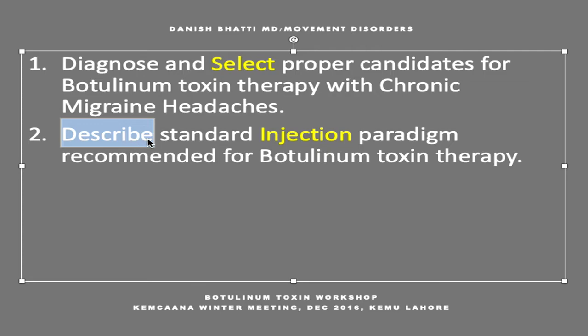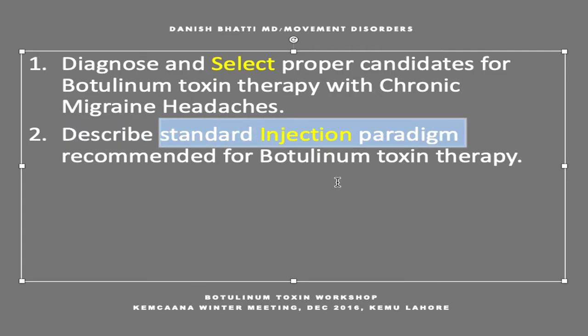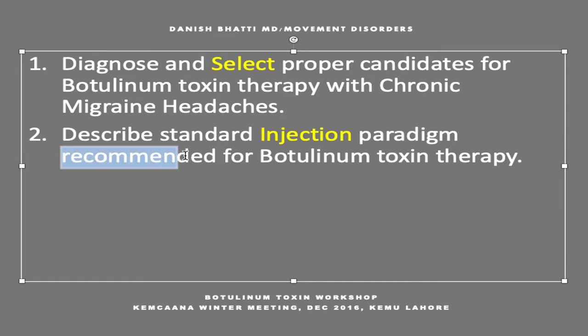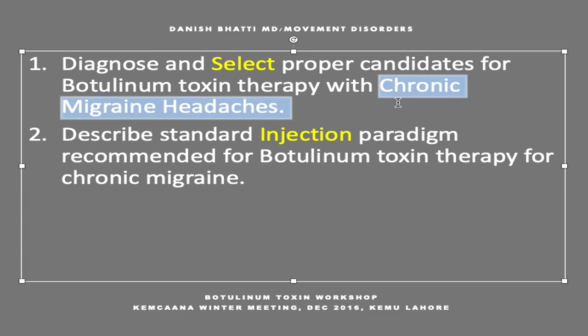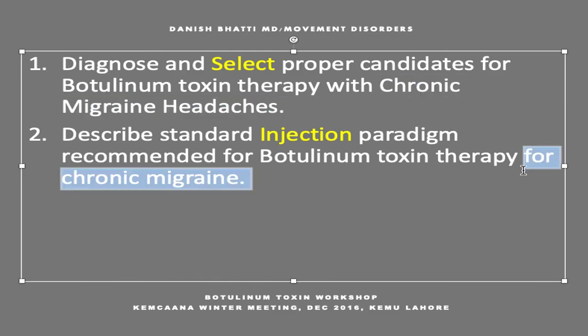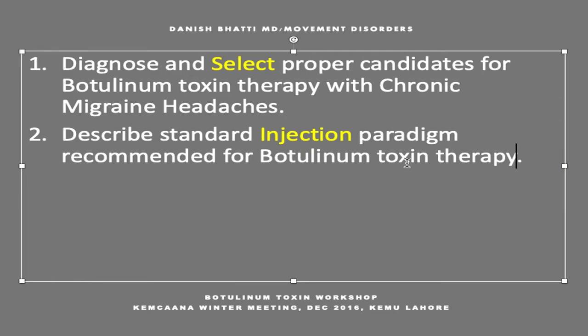And describe what? They will be able to describe the standard injection paradigm, which is the objective that they will be able to achieve through their action. But in what context? In the context of the injection paradigm that is recommended for botulinum toxin therapy for chronic migraine. And that will make it even more precise if I didn't have that earlier on, because I have already put chronic migraine headaches in my selection and diagnosis. So to keep the objective short, I have skipped the idea of chronic migraine, but that will make it more precise if the first one did not exist. And that is the second objective.